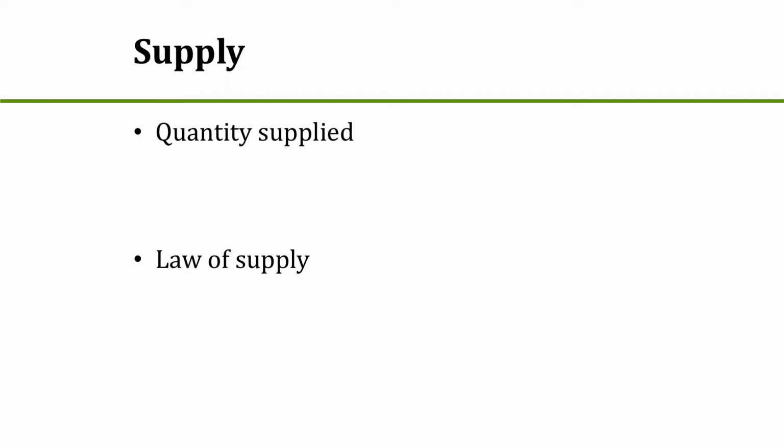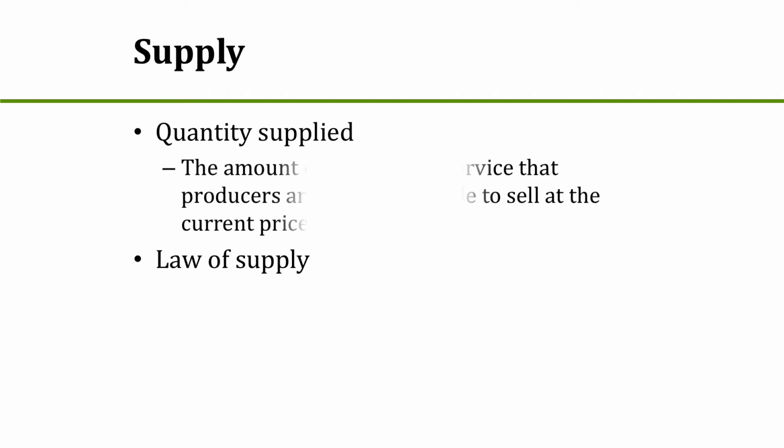Let's start with supply. First of all, as we did in the demand side, we will define the quantity supplied and the supply, and I will try to explain the difference between the change in quantity supplied and the change in supply. Let's define the quantity supplied first. It is the amount of goods or services that producers are willing and able to sell at the current price. So basically there is a specific price, and on that price the producers are selling a specific amount, and that's called the quantity supplied.